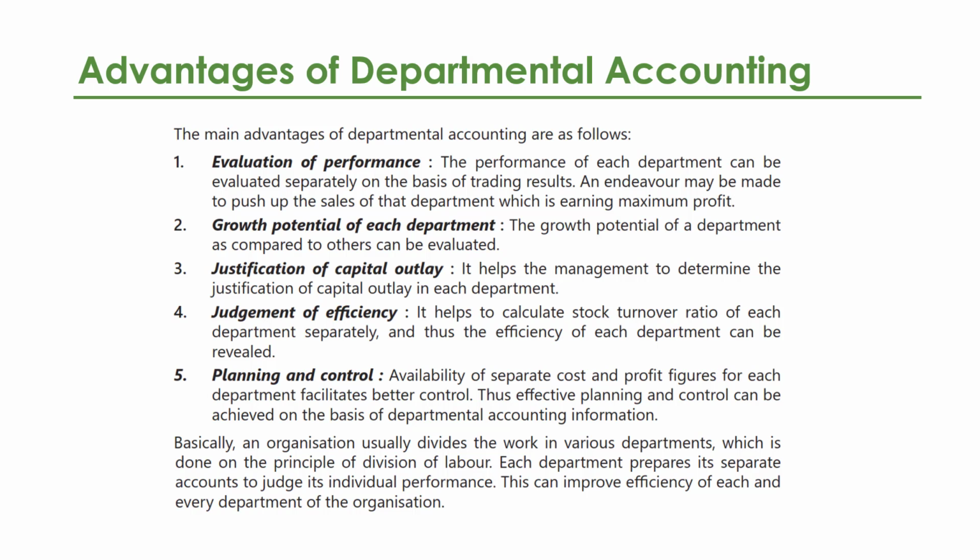Another advantage, the growth potential of the department as compared to others can be evaluated. And also it helps the management to determine the justification of capital outlay in each department. Departmental accounting also helps to calculate stock turnover ratio of each department separately, and thus the efficiency of each department can be revealed. And finally, availability of separate cost and profit figures for each department facilitates better control. Thus, effective planning and control can be achieved on the basis of departmental accounting information.